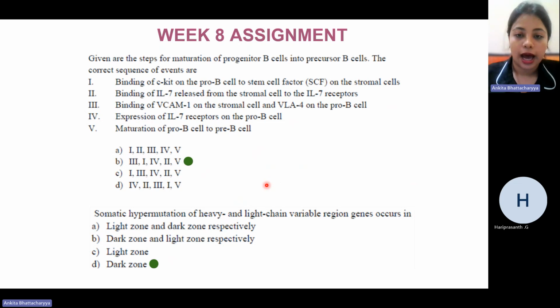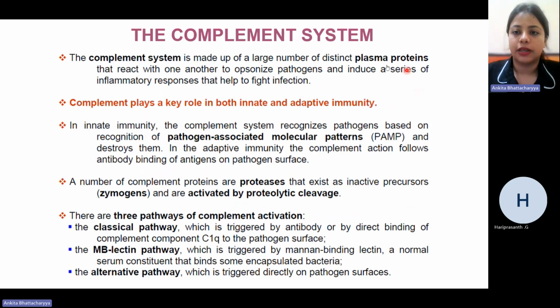So with this, we come to an end for the questions that were part of the previous week's assignment, and we'll quickly begin the discussion of the complement system. This is just to give a summary. I did not want to keep it very wordy, but I think it helps you in quickly grasping the concept, so I kept it like that.